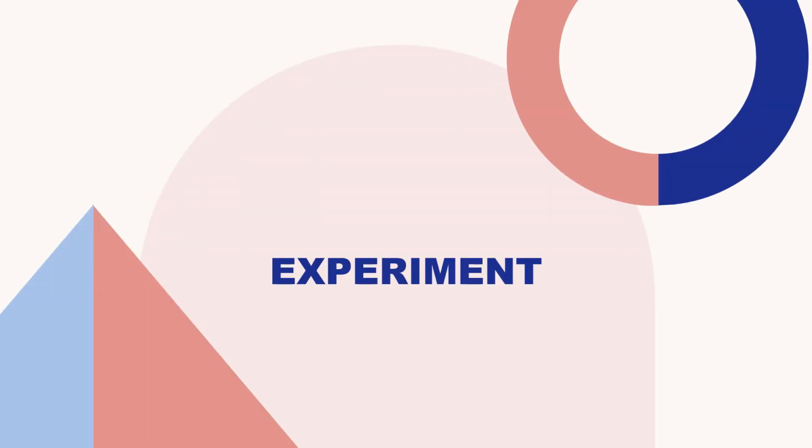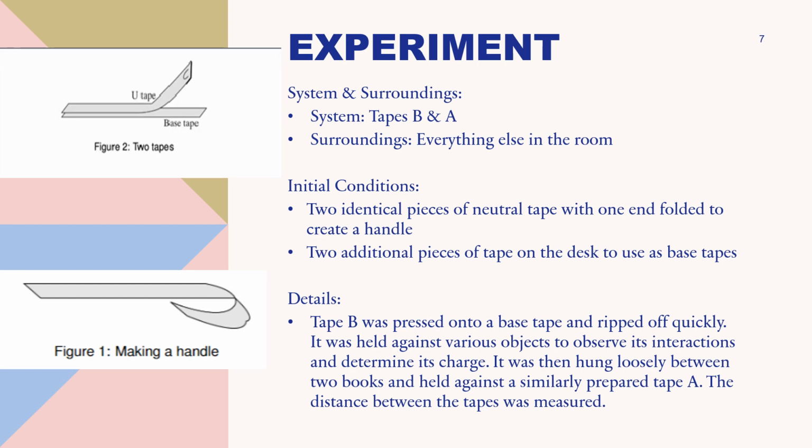Now to look at the experiment. The system was identified to be tapes B and A, with the surroundings being anything else in the room. The initial conditions were two identical pieces of neutral tape with one end folded to create a handle, and two additional pieces of tape on the desk to use as base tapes.